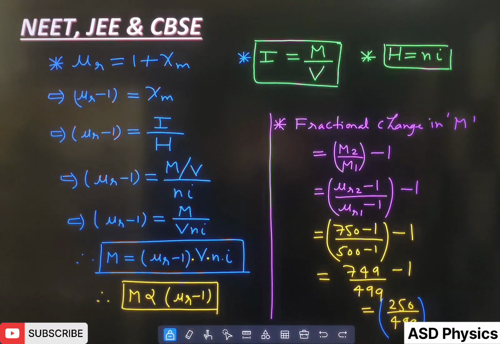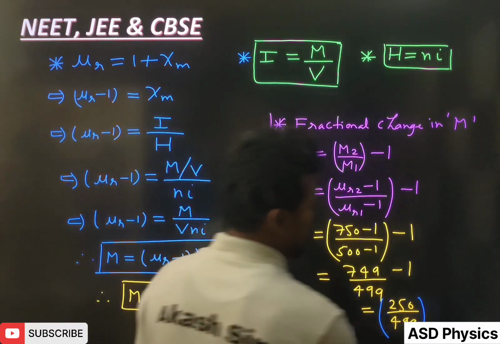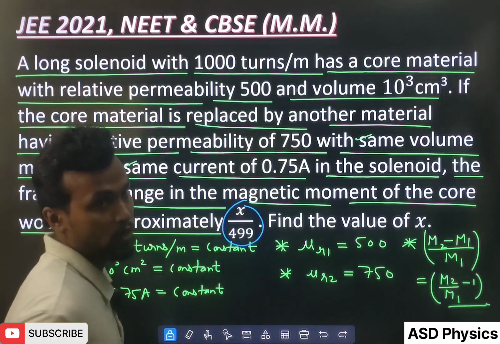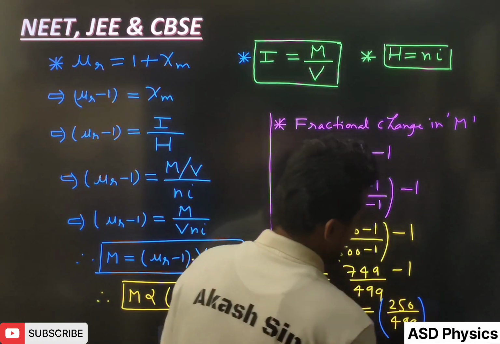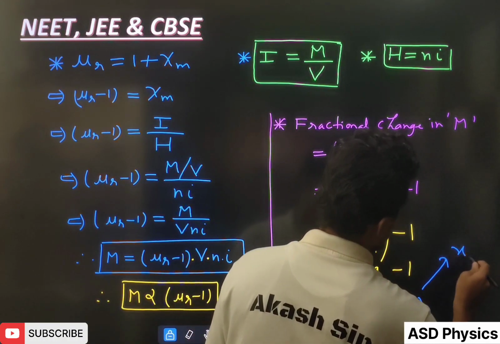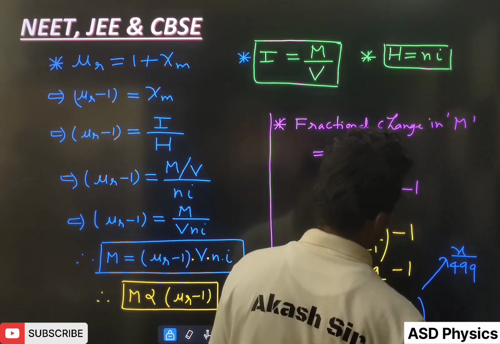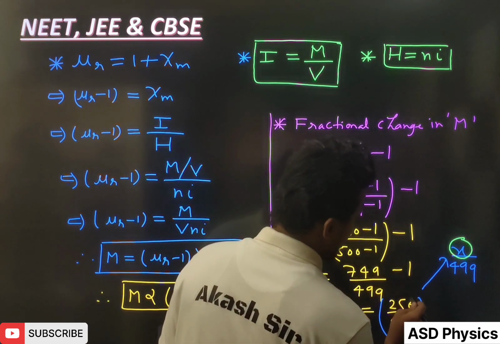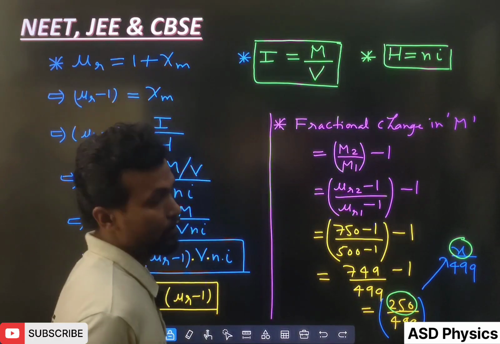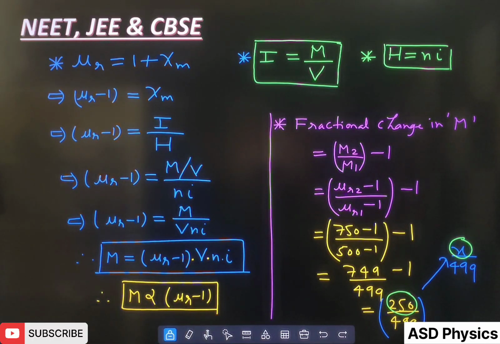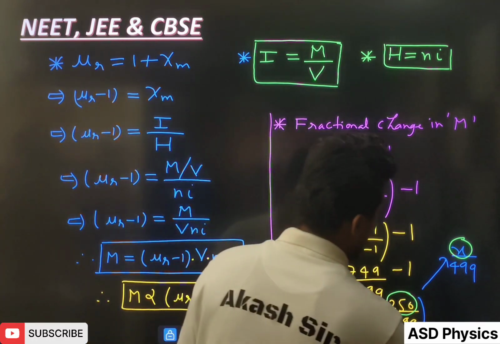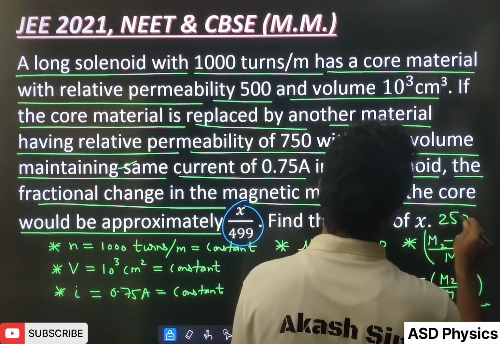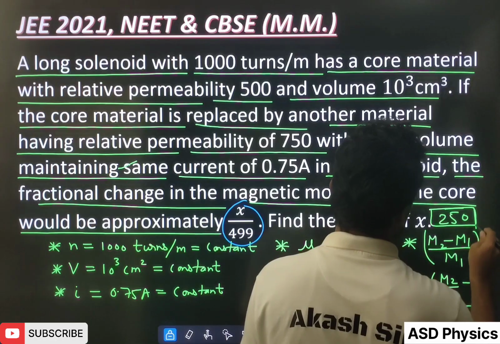Can you see very well, students? This one we have to compare with x by 499. So 250 by 499 I have to compare with x by 499. You can see very well what the value of x is: 250. The value of x is 250. This is the answer.